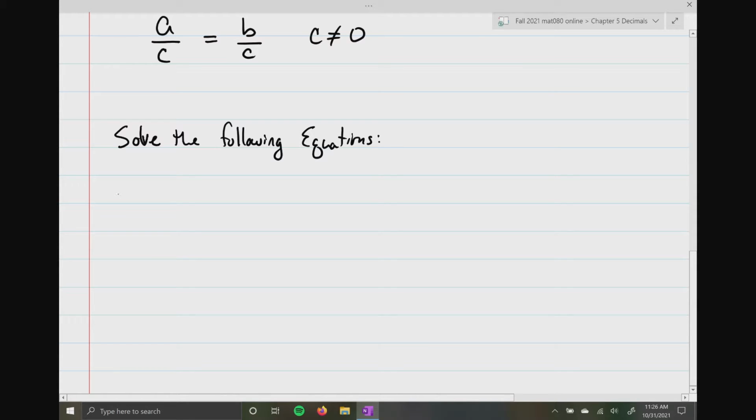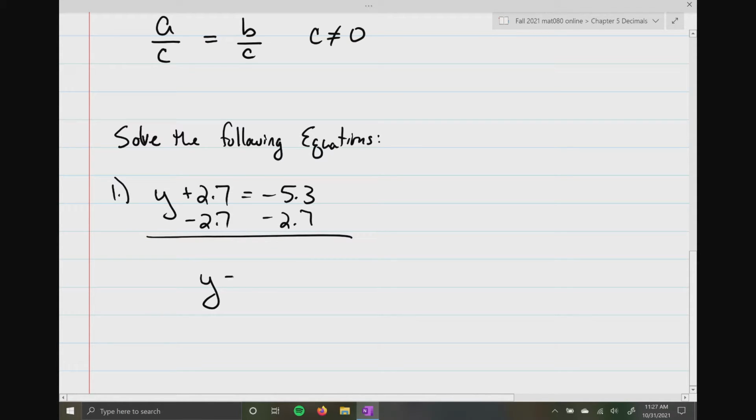So, number 1, y plus 2.7 equals negative 5.3. Now from here, what we're going to do is subtract 2.7 from both sides. Notice on the left-hand side, you get the letter y. On the right-hand side, the signs are the same, so we combine the numbers, keep the sign. 3 plus 7 is 10. Oops, let me write it lower. Drop my decimal point, carry the 1. 5 and 2 is going to be 7 plus 1 more is 8. So this is going to be negative 0.8. Okay?